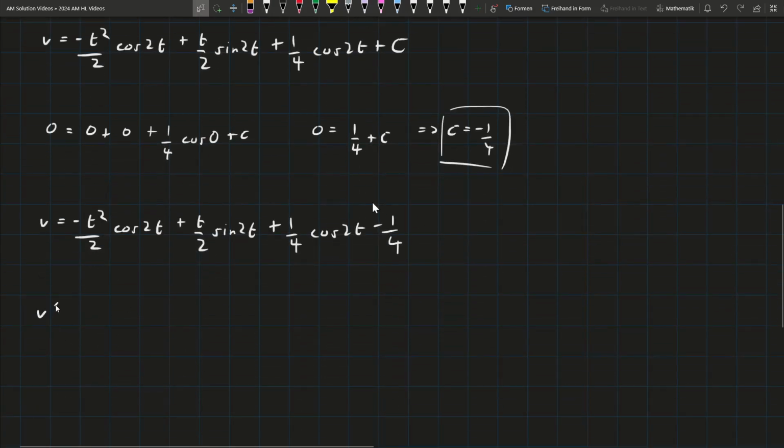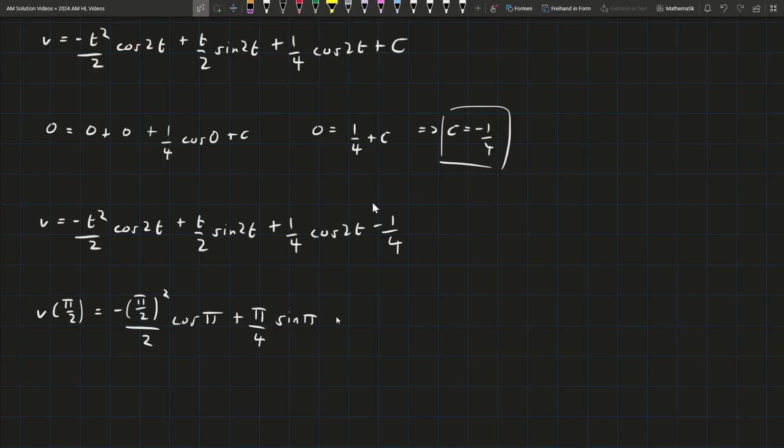So we want v of pi over 2. That's going to equal 2. So we're going to have minus pi over 2 squared over 2 cos, and then pi over 2 times 2 is just pi, plus, and then we're going to have pi over 2 is pi over 4. We'll have sine of pi plus a quarter cos of pi minus a quarter.